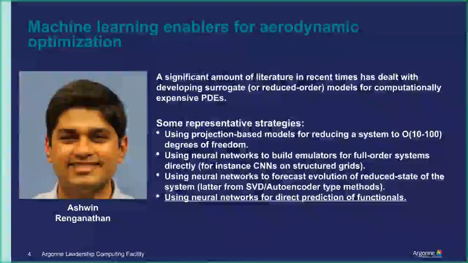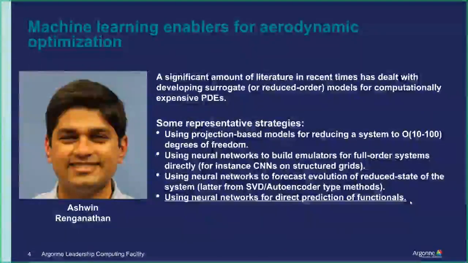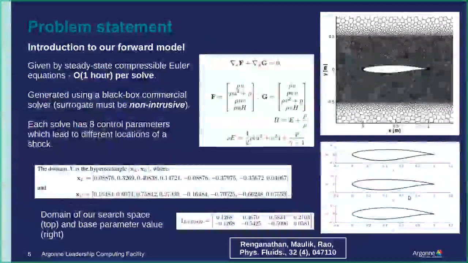We'll be doing that. You can even use neural networks to directly predict your quantity of interest. So, for an airfoil, this could be the drag or the lift coefficients, and you can directly go ahead and predict that rather than worrying about how the flow looks. Okay, so just to highlight, that's what we'll be doing over here. This is our problem statement.